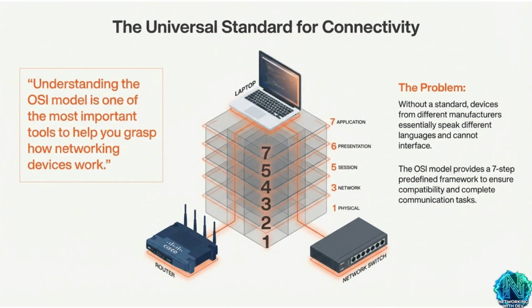Imagine a world where devices from different manufacturers couldn't talk to each other because they spoke different languages. The OSI model solves this by providing a predefined 7-layer framework. It ensures that your laptop, a Cisco router, and a network switch all remain compatible, regardless of who built them.